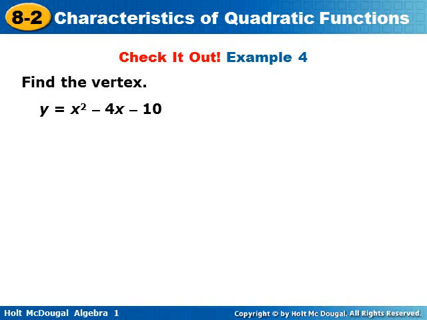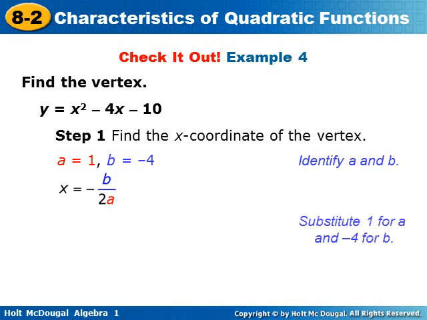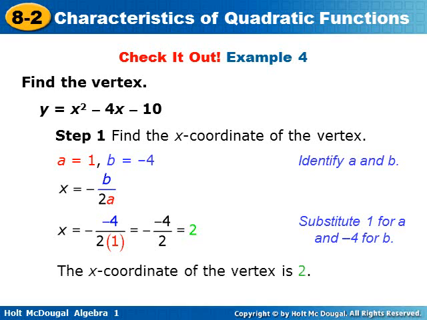Find the vertex of y equals x squared minus 4x minus 10. This one's for you to try, and then you can check back for your answer. Since there was not a graph given, to find the x-coordinate of the vertex, we're going to use our axis of symmetry equation. So we're identifying a and b. A is 1, b is negative 4, and plugging it into the axis of symmetry equation, x equals negative 1 times b divided by 2a. So we're substituting in negative 4 for b, and then 1 for a, and then reducing, and we get 2.